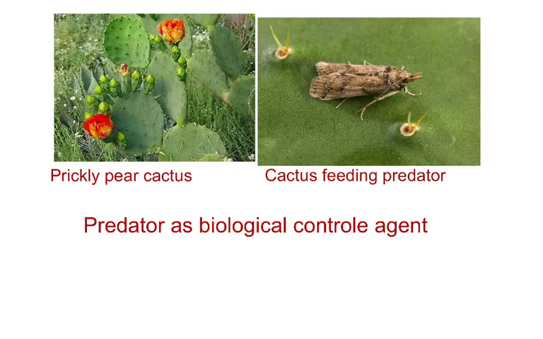Predator as a biological control agent. The prickly pear cactus, introduced into Australia in the early 1920s, caused havoc by spreading rapidly into millions of hectares of range land. Finally, the invasive cactus was brought under control only after a cactus feeding predator was introduced into the country. Biological control methods adapted in agricultural pest control are based on the ability of the predators to regulate prey populations.